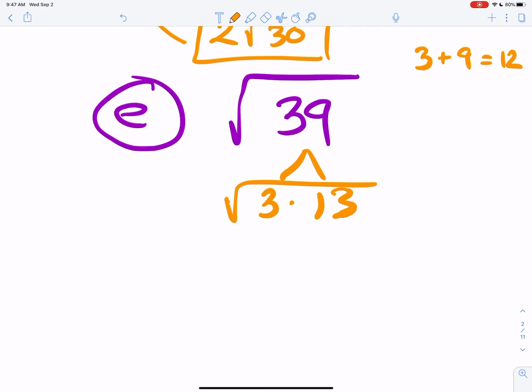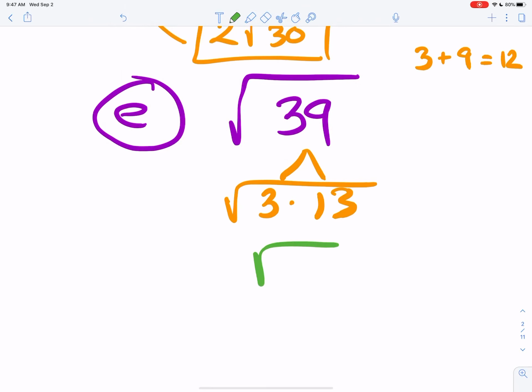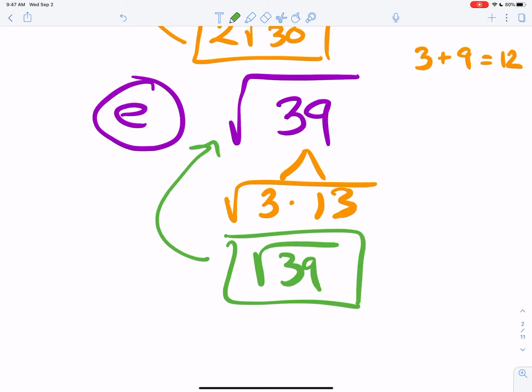Now, are there any pairs? If you notice, there are no pairs. There's no pair of 3s. There's no pair of 13s. So what the heck, right? So this tells us that it's simplified as much as possible, so we're just going to leave it there. Sometimes you just can't simplify it. It's already in simplest form, okay?